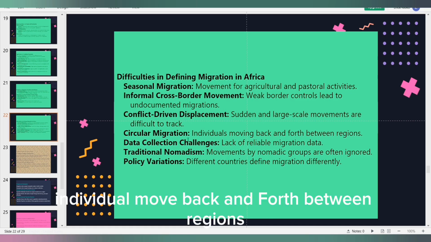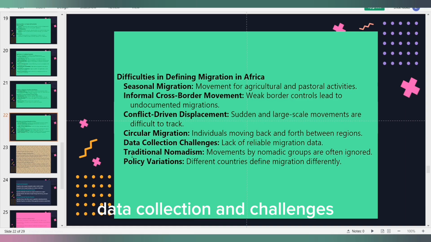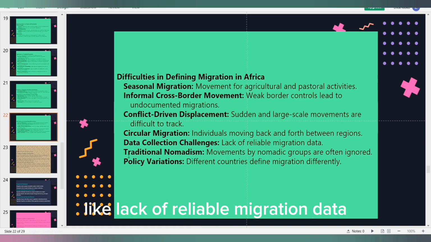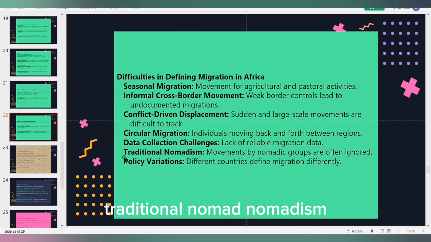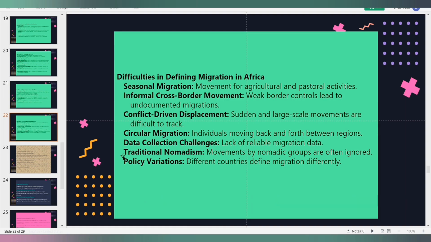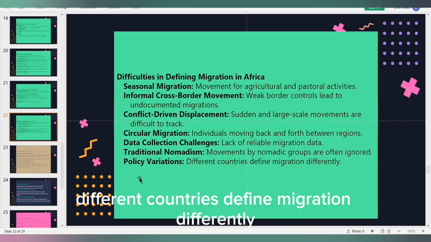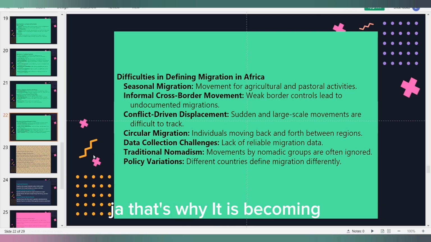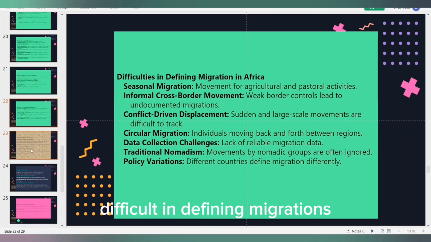Circular migration, individuals moving back and forth between regions. Data collection challenges, like lack of reliable migration data. Traditional nomadism, movements by nomadic groups are often ignored. We have policy variations, different countries define migration differently. That's why it is becoming difficult to define migration in Africa.